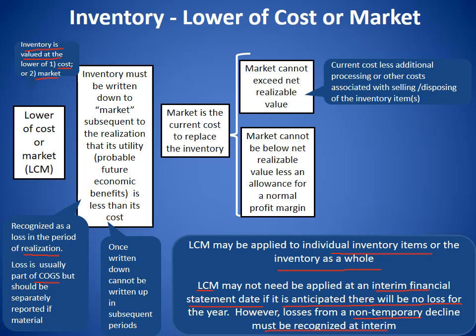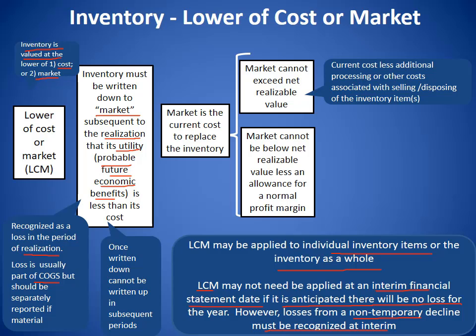The theory is the inventory must be written down to what we call market. And again, market may be a little different than you're used to. It must be written down to market subsequent to the realization that its utility, in other words its probable future economic benefits, is less than its cost. Because if you can't get your money out of the inventory, it's not worth the value you placed upon it. That goes back to the old accounting principle of conservatism.